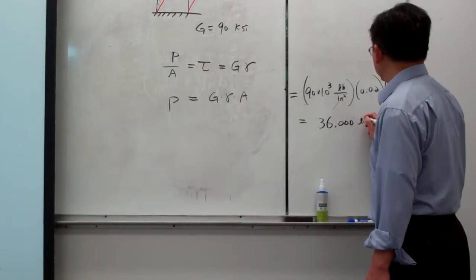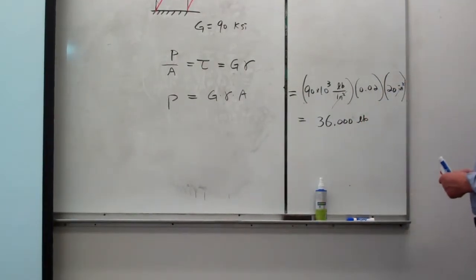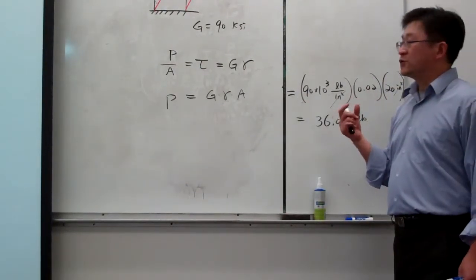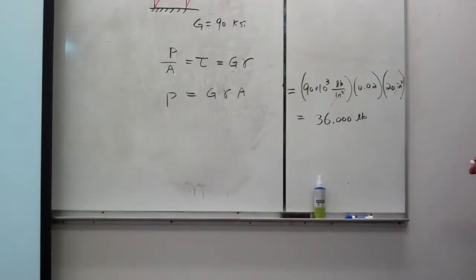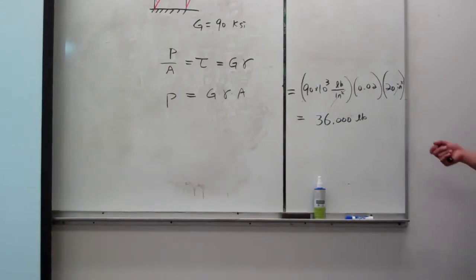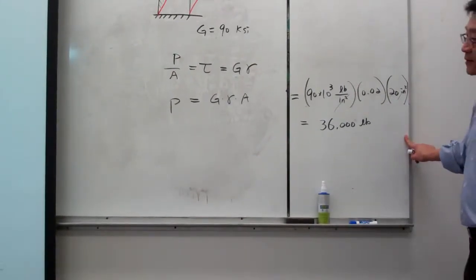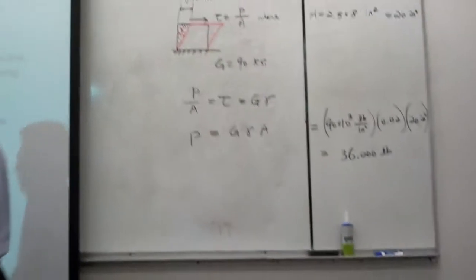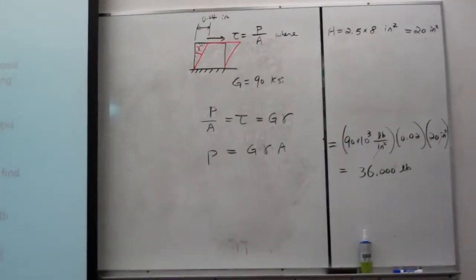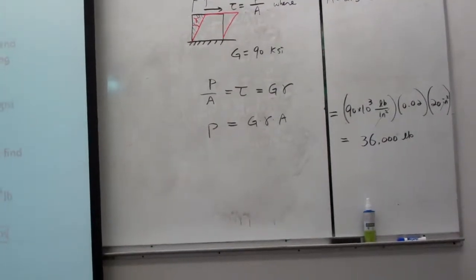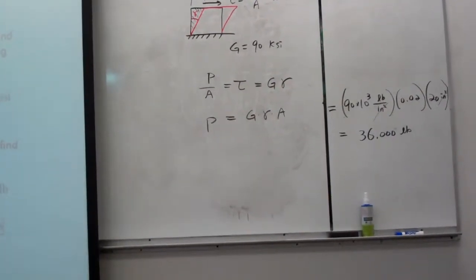Are you measuring gamma in radians or degrees? Gamma is radian. Radians. Okay, that should be this number. Are we right? Okay. So that is for your reference.